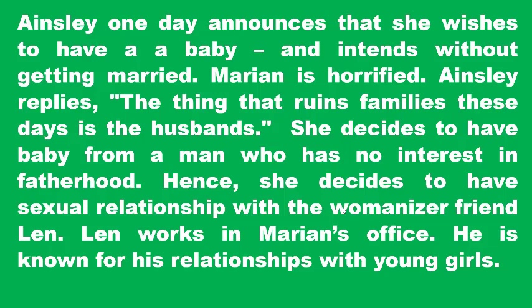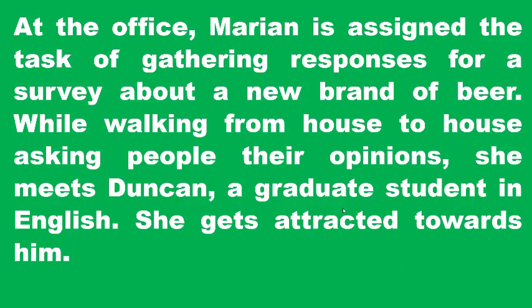So now we have three characters: Marian MacAlpin, who wants to have a romantic relationship with Peter. We have Ainsley, who wants to break the rules of society by having a baby with Len but not marrying Len. And we have Clara, who is entirely different, who has married and is pregnant.